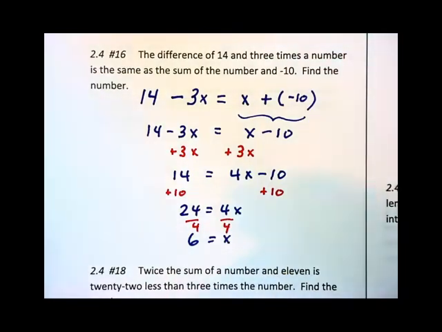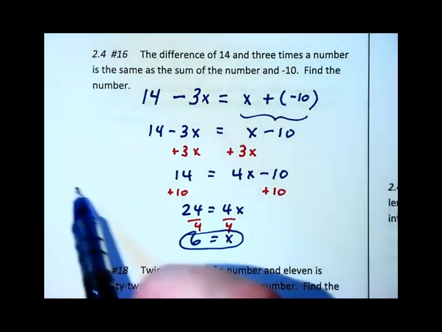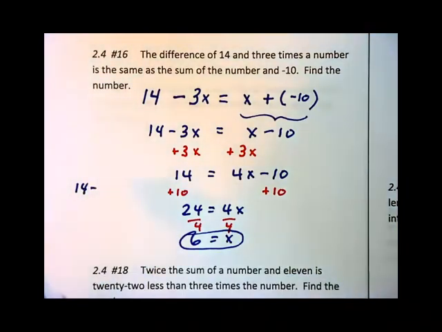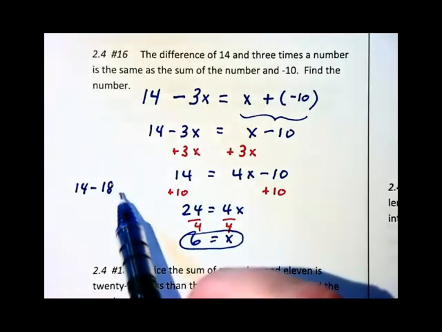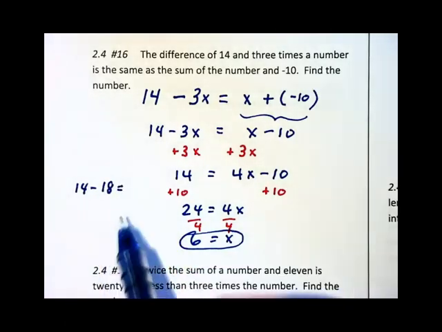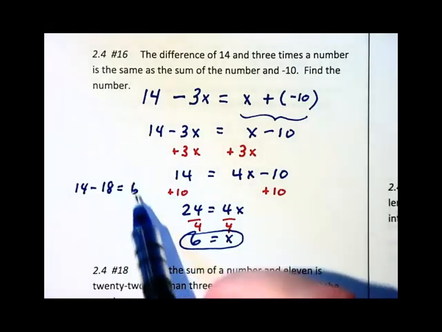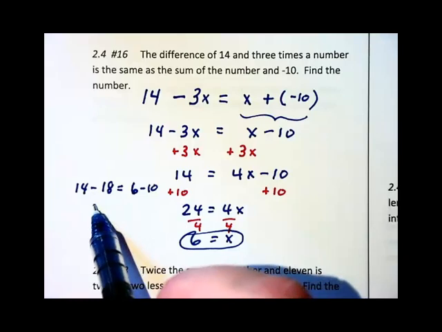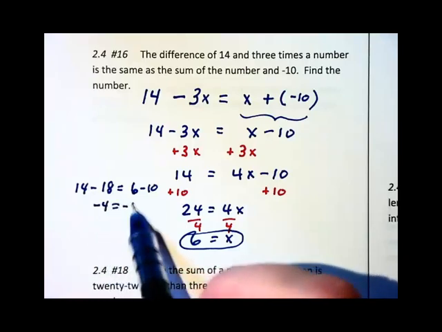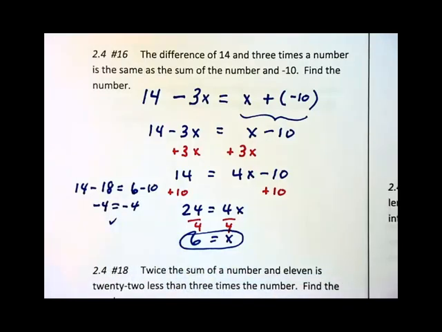Okay, let's see if this solution makes sense. The difference of 14 and 3 times the number, that's 14 minus 3 times the number, 3 times our 6 is 18, is the same as the sum of our number and negative 10, 6 minus 10. That's negative 4 equals negative 4, so yes, that thing does check. Let's do another one.